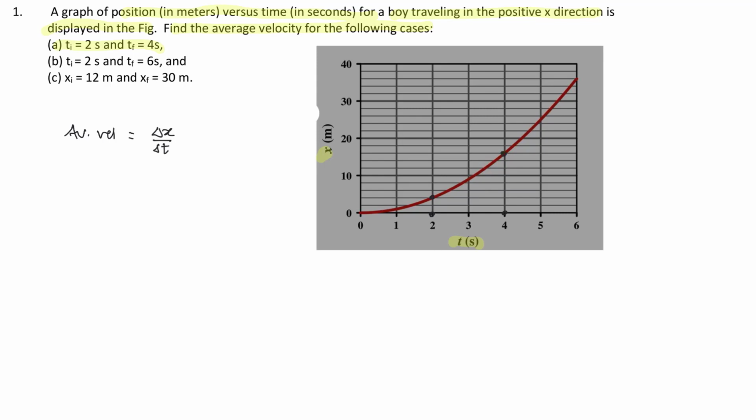For example, at t equal to 2 second and at t equal to 4 second, you know x coordinates, it is 4 and 16. So delta x is 16 minus 4, that is 12, divided by delta t is 2. So put values here, you will get desired unknown. So for part B and part C you can do same thing.